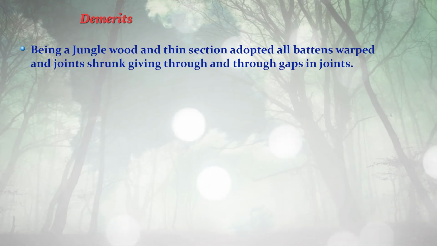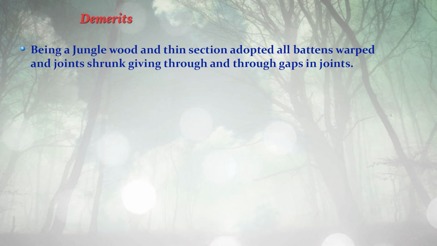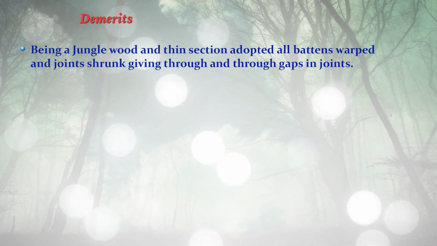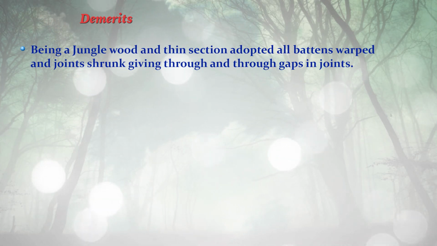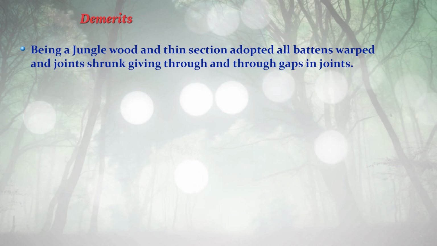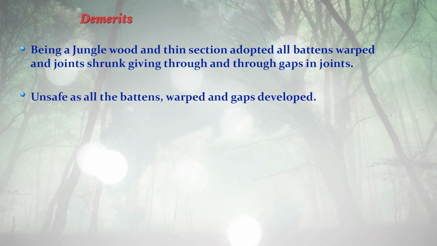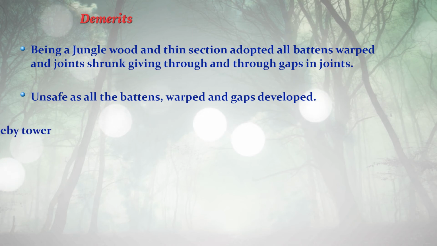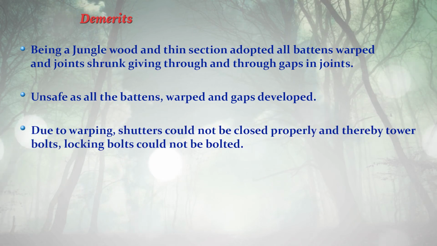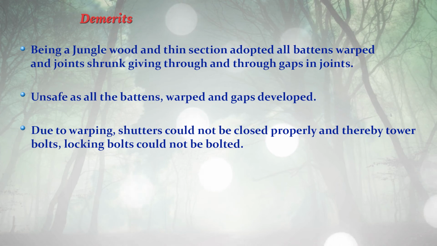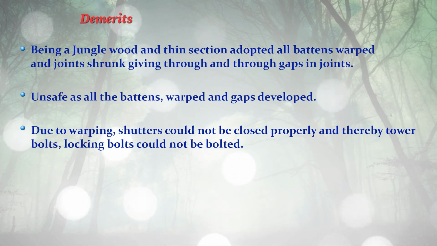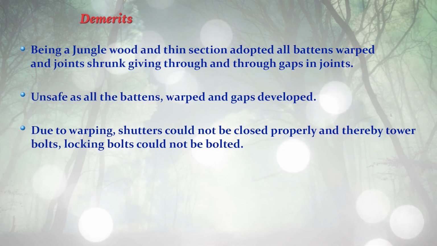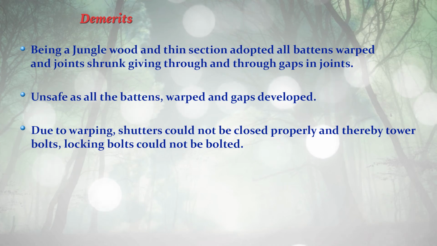Then what were the demerits? Being a jungle wood and thin section adopted, all battens warped and joints shrunk, giving through and through gap in joints. It is unsafe as all the battens warped and gaps developed. Due to warping, shutters could not be closed properly and thereby tower bolts, locking bolts could not be bolted. This was the major problem due to warping.